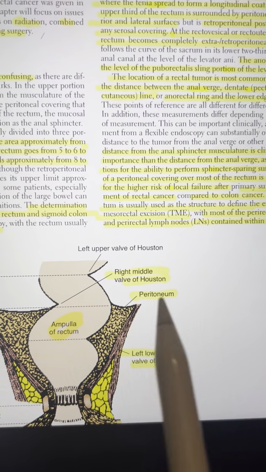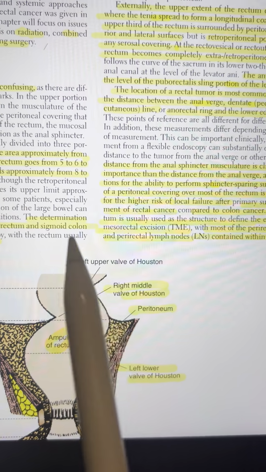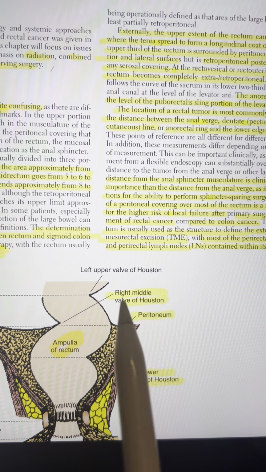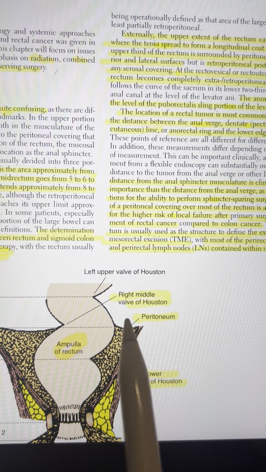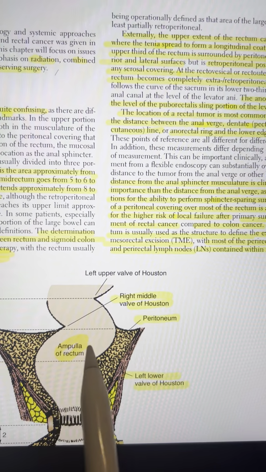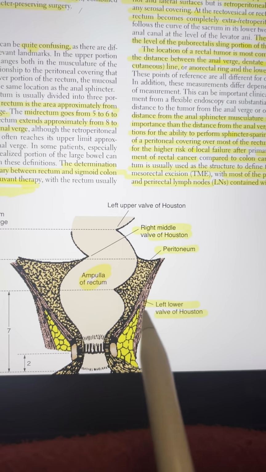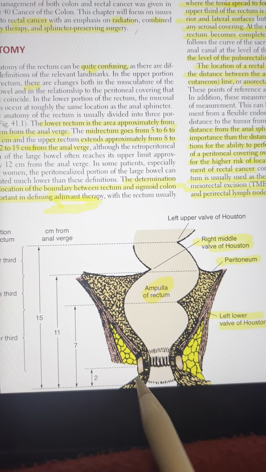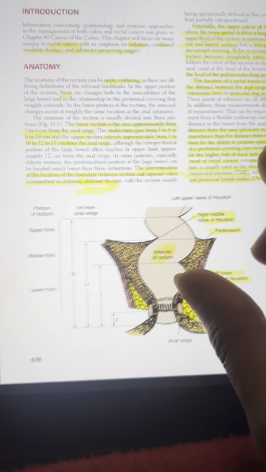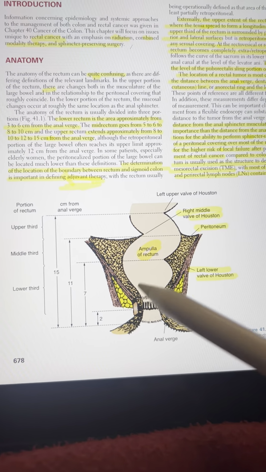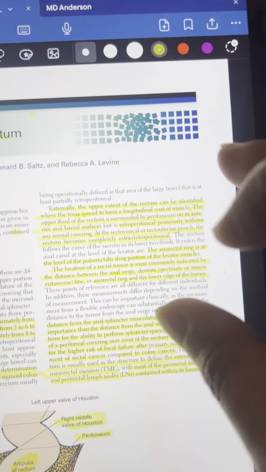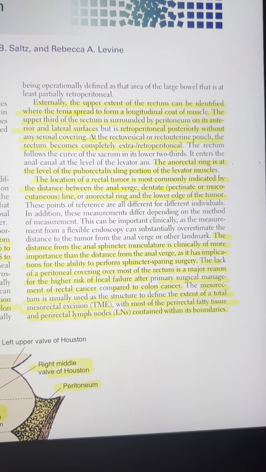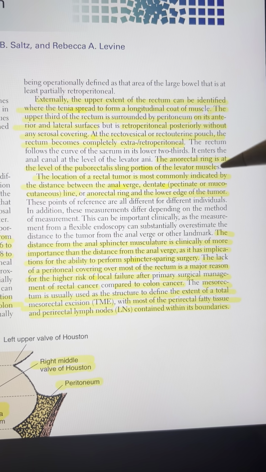Here we can see the rectum, the upper, middle and lower valves of Houston, the peritoneum, the ampulla of the rectum and the lower rectum. Two centimeters is the anal canal, and then the lower, mid and upper rectum. The anorectal ring is at the level of the puborectalis.